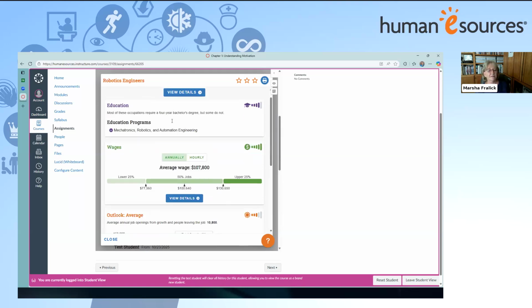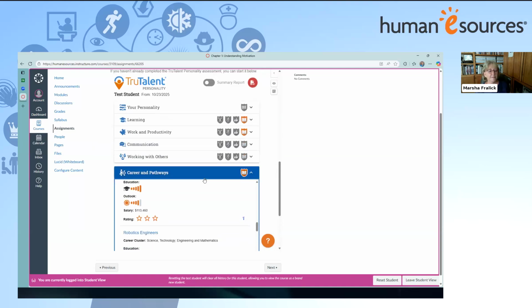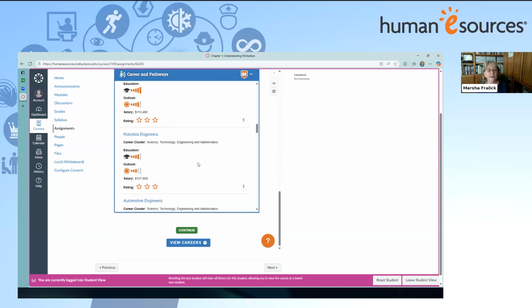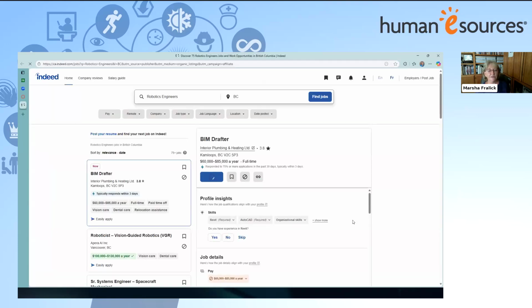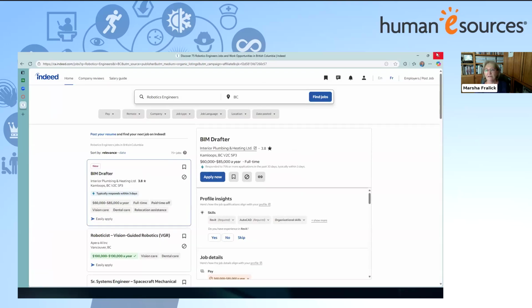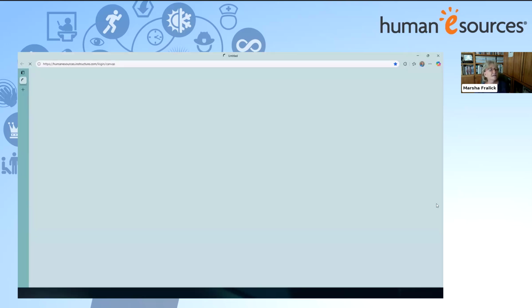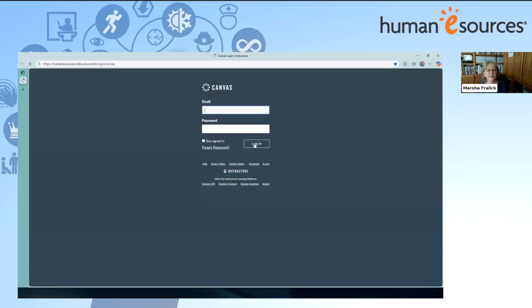Let's see if I can get out of this here. Here we go, close. And then also I can go out onto Indeed.com from here, and I can find openings in the area. So I have students write about a career that matches their personality, and it can be based on any state or any location. So lots of nice interactive features there. And it looks like it knocked me out of the Canvas demo here, so.